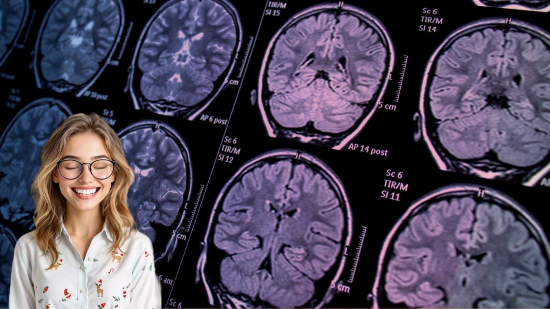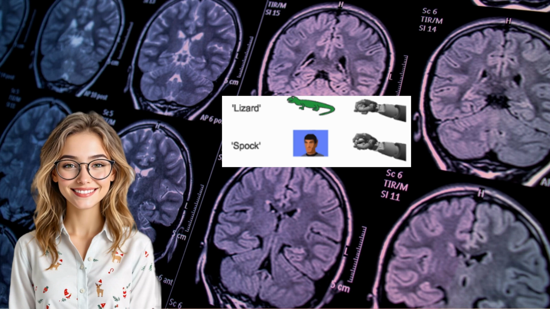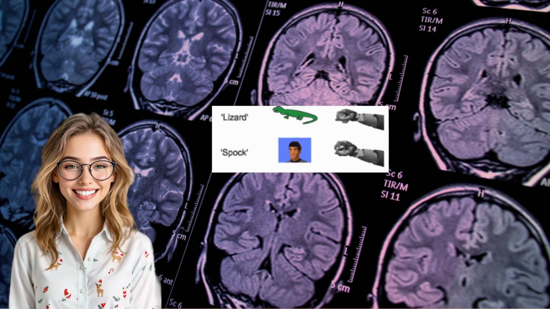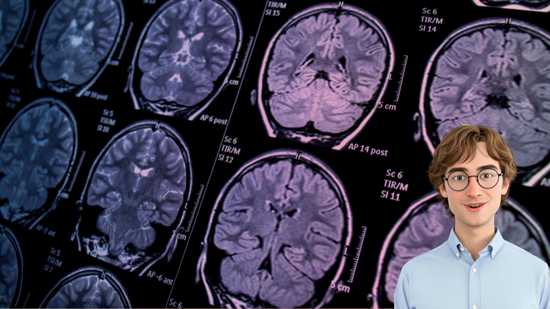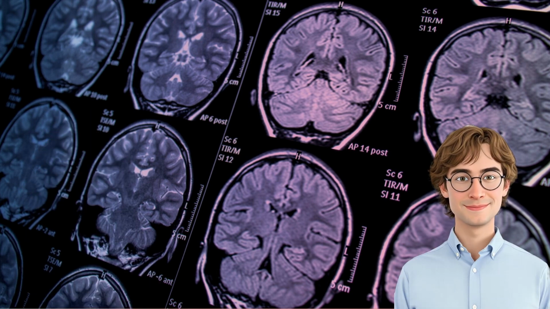Exactly. But here's the thing. Instead of showing him actual objects to grasp, they presented these shapes as images. Oh, interesting. A cartoon lizard for the pinch, and a photo of Leonard Nimoy as Spock for the spherical grasp. Oh, wow. So it was getting a little abstract. Wait, so they were asking him to imagine pinching a cartoon lizard? Yeah, pretty much. It's even weirder than I thought.